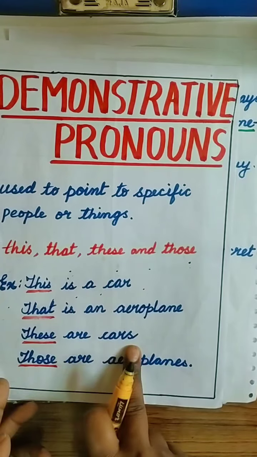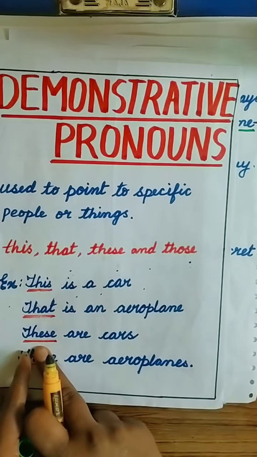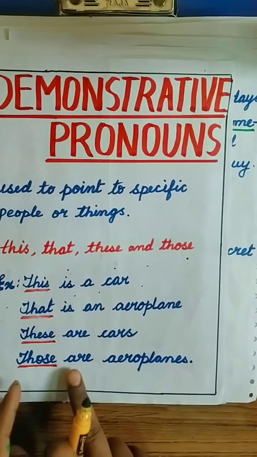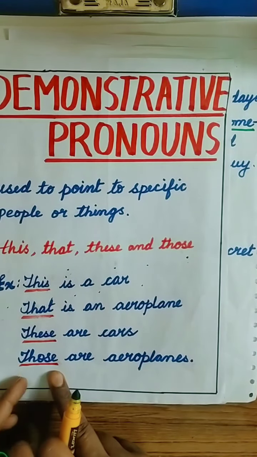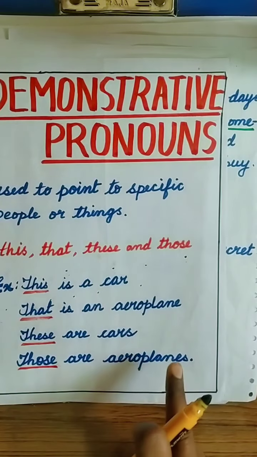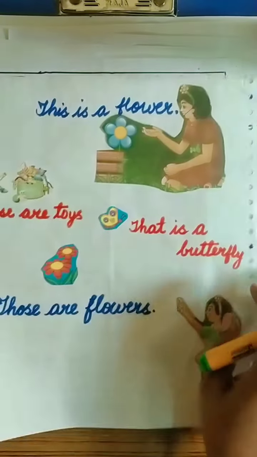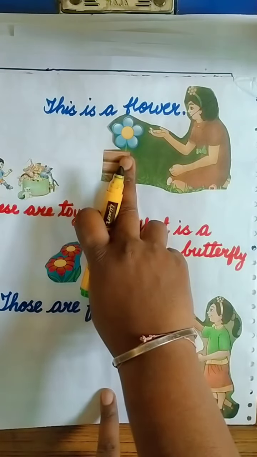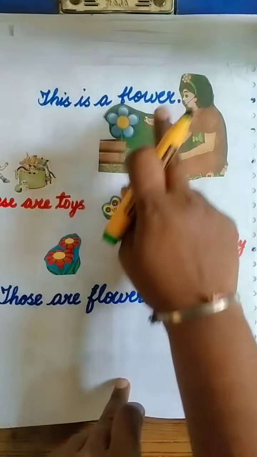These are cars. When the cars are very near to us, then we use the words these are cars. Those are aeroplanes. Many aeroplanes are flying, and when we point to them, they are very far from us, so we say those are aeroplanes. So let us go with some examples. This is a flower. The girl is pointing out to this flower. It's very near to her, so she says this is a flower.